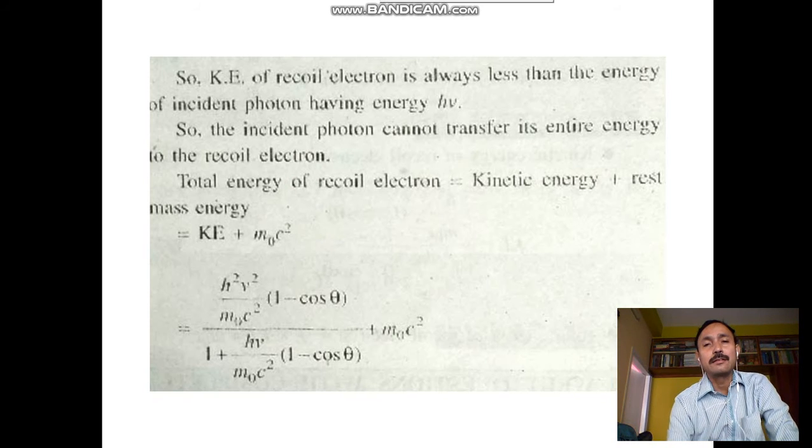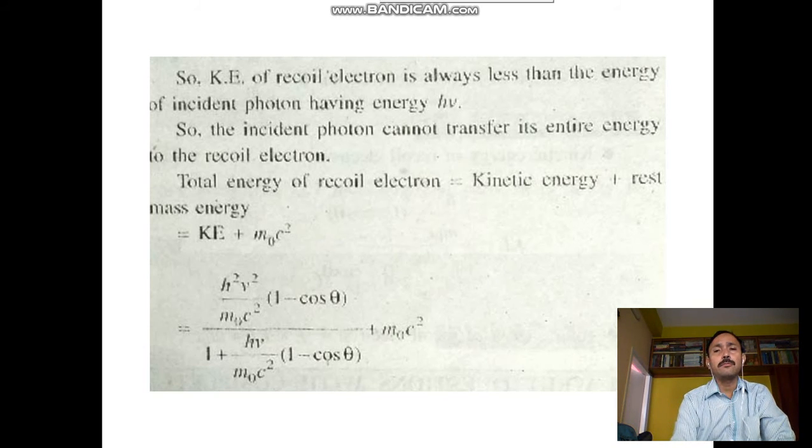We have already discussed this. The incident photon cannot transfer its entire energy to the recoil electron because, when the incident photon falls onto the target material, it becomes scattered, and the scattered radiation has lower energy. This change in energy, from higher energy to lower energy, this difference is supplied to the rest electron, and the electron becomes recoiled. Already I have discussed this two to three times.